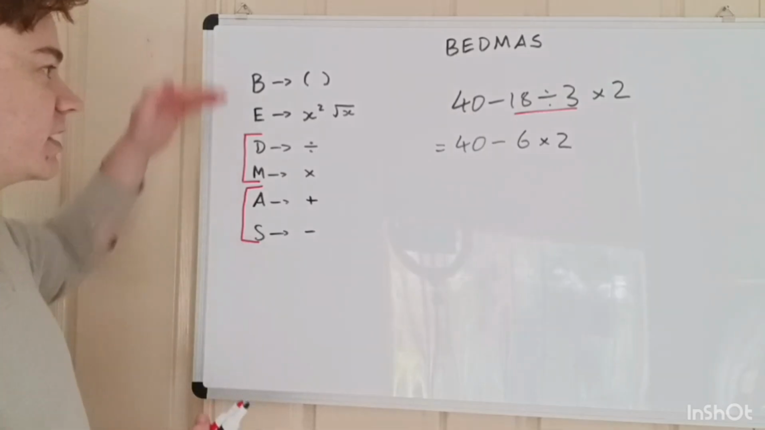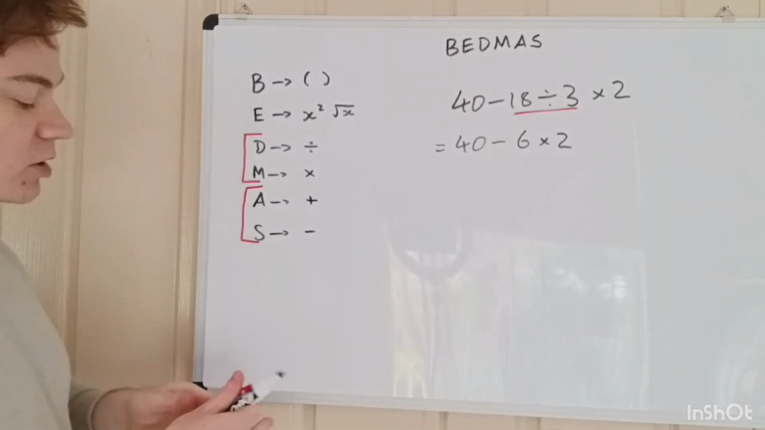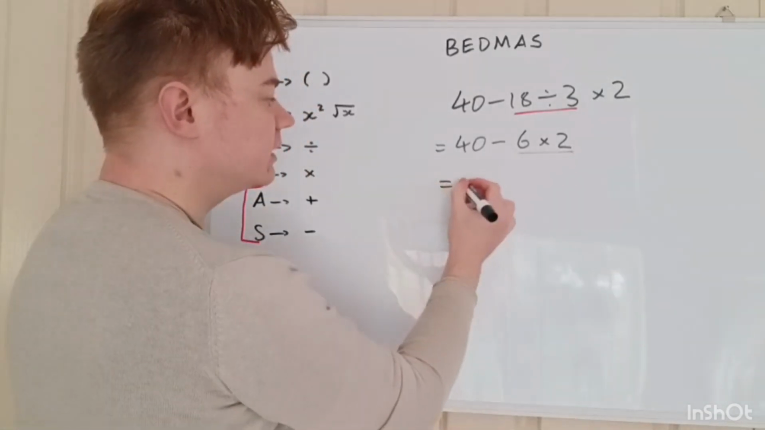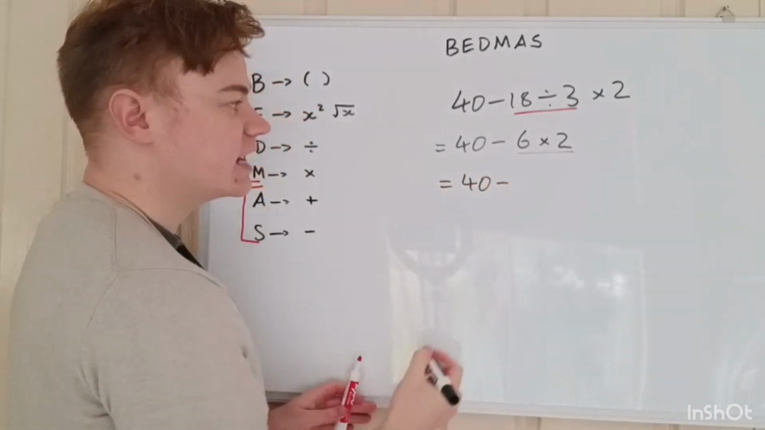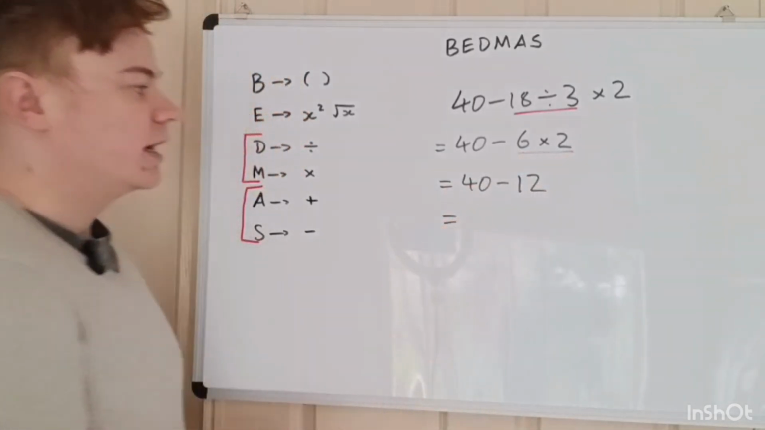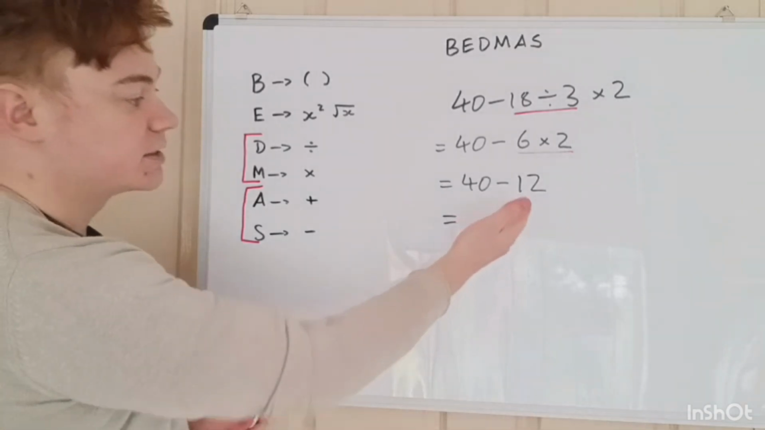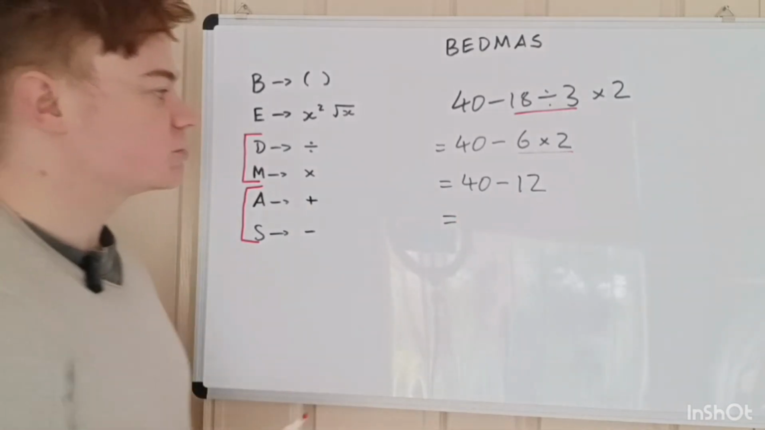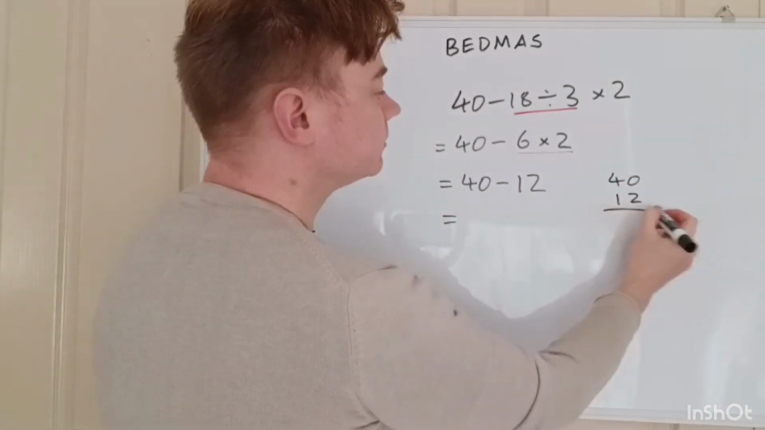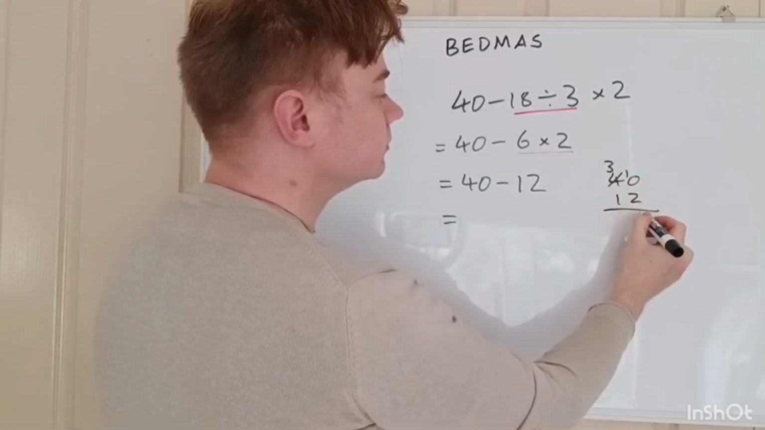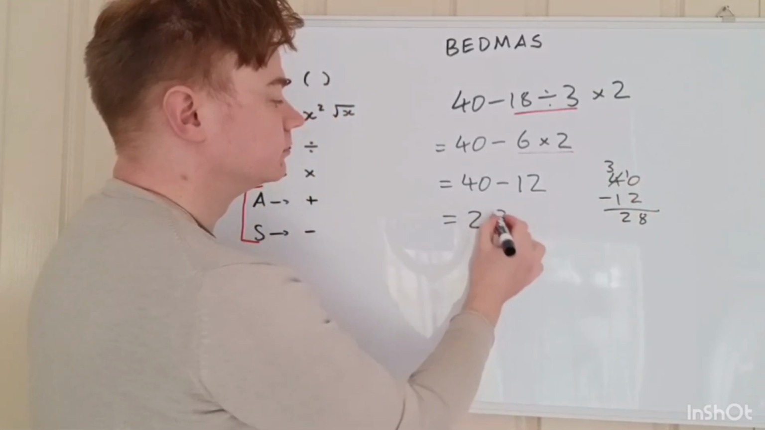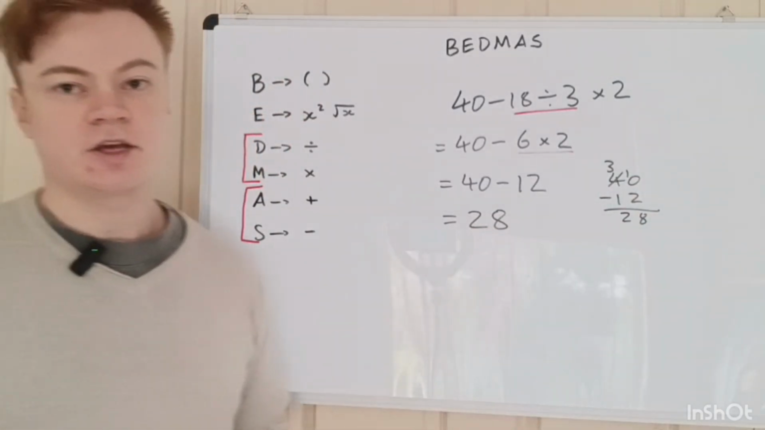Then we go down our BEDMAS line. No brackets, no exponents. We do have a multiplication. So we do 6 times 2 first. So 40, and then that minus stays there. 6 times 2 gets us to 12. And then we just have a subtraction. And so we just do 40 minus 12. And if you're not sure how to do 40 minus 12, you can always just do an algorithm. So we'll get us to 28. And so that's how to do BEDMAS.